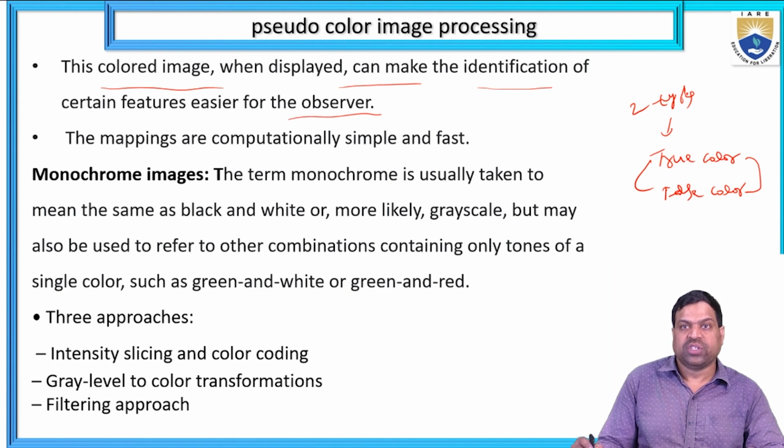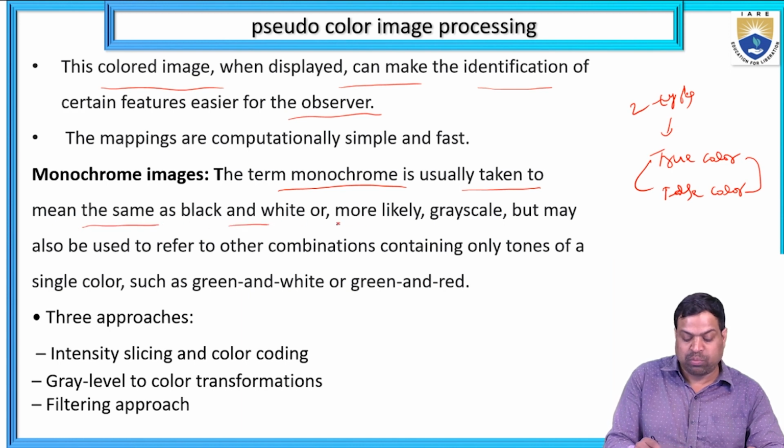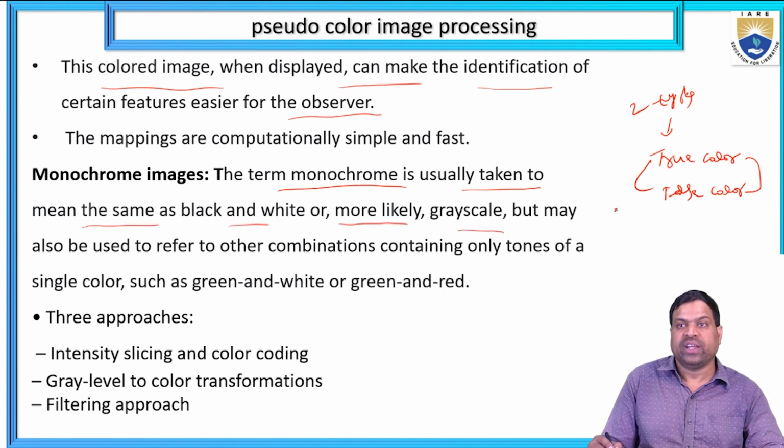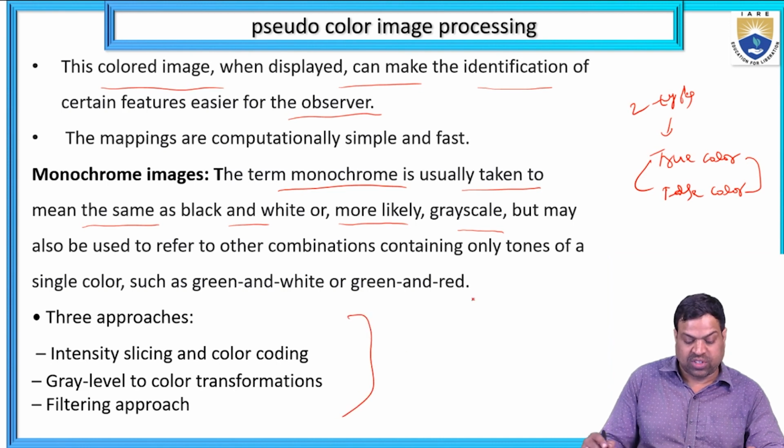And for monochrome images, the term monochrome is usually taken to mean black and white, more likely grayscale. But it is also used to refer to other combinations containing only tones of a single color, such as green and white or green and red, like this. These three approaches are intensity slicing and color coding, gray level to color transformation, and filtering approaches. So, these are the three major approaches.